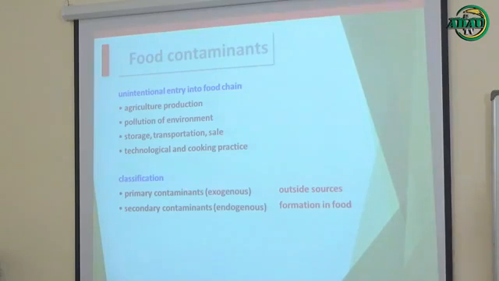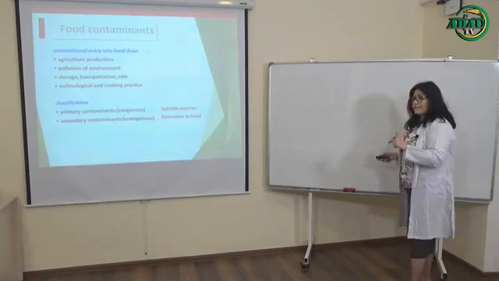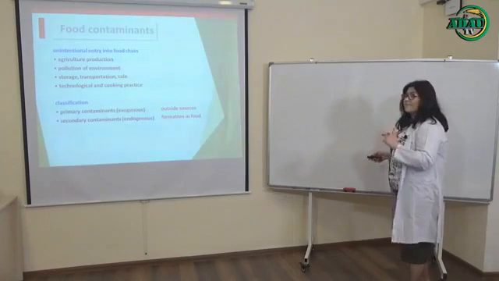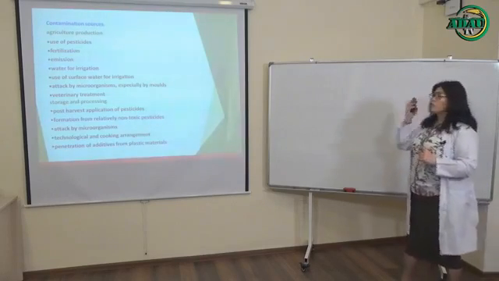Primary contaminants, exogenous. It means that the reason for these primary contaminants is outside sources. And secondary contaminants, endogenous. It means that they are formed in food. Let's go. So, contamination sources.